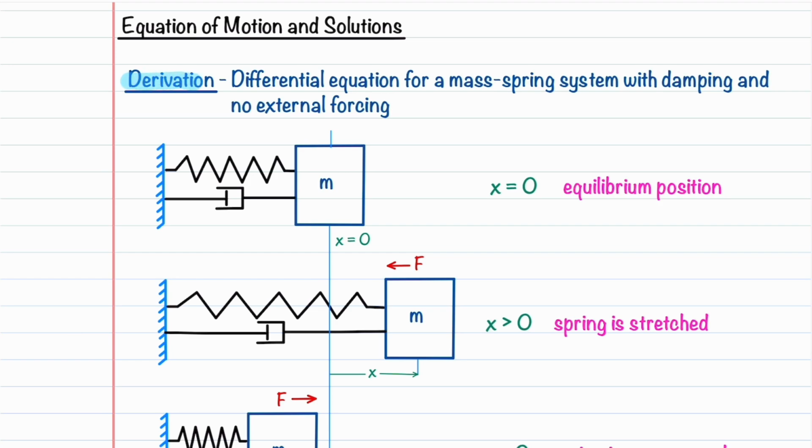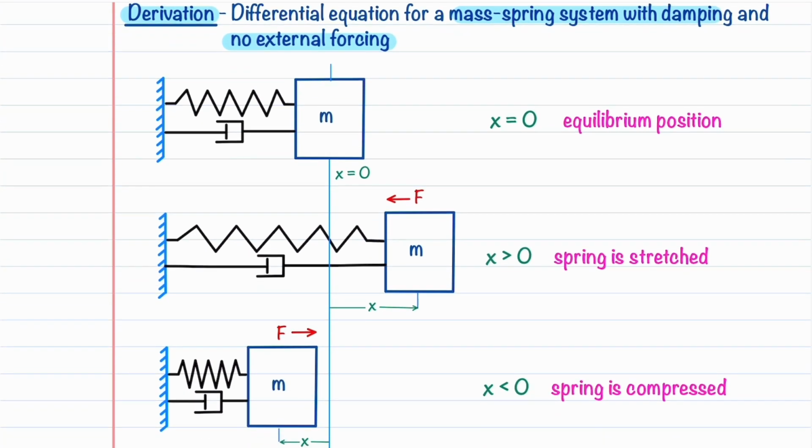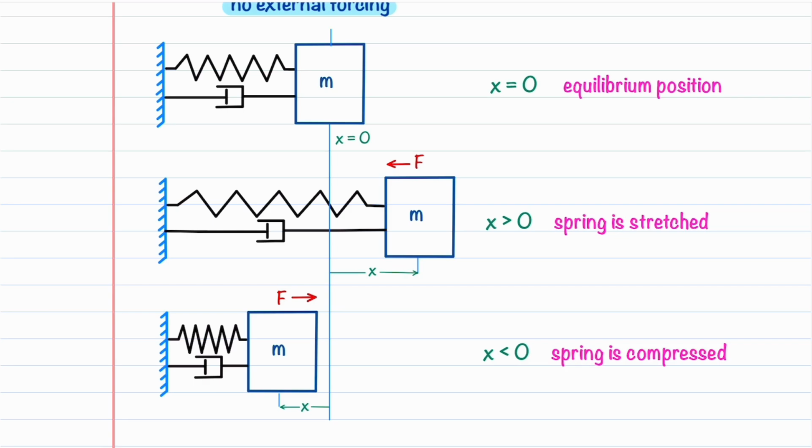Let's begin by deriving the differential equation for a mass spring system with damping and no external forcing. In these diagrams, we have a mass M that's attached to a spring and a dashpot. When the spring is not stretched or compressed, the mass is located at x equal to 0, and that's called the equilibrium position. When the spring is stretched, x is greater than 0, and when the spring is compressed, x is less than 0.